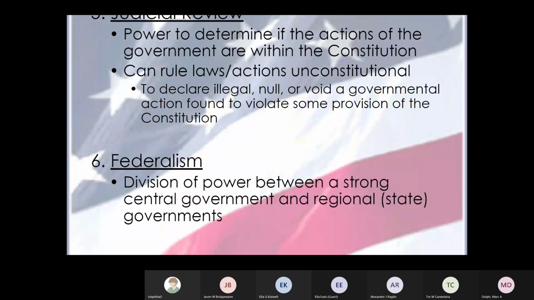Here's this idea: judicial review, the power to determine if the actions of the government are within the Constitution. Can rule laws or actions unconstitutional, so either one. So whatever the government's doing can be declared illegal, null, or void if a government action is found to violate some provision of the Constitution.